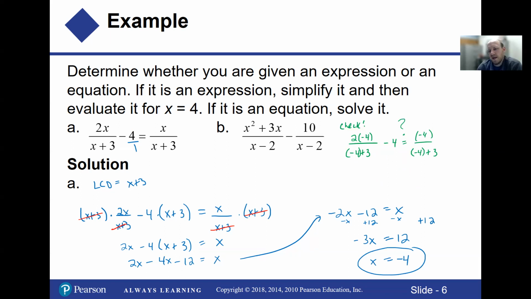Well, let's simplify. 2 times negative 4 is negative 8 divided by negative 4 plus 3. Negative 4 plus 3 is negative 1. So negative 8 divided by negative 1 is a positive 8. And 8 minus 4 is 4. So the left side is equal to 4. Does the right side equal 4? Well, we have negative 4 divided by negative 4 plus 3. Negative 4 divided by, this would be a negative 1, is 4. So yes, 4 equals 4, it checks. So this is your solution, x equals negative 4.